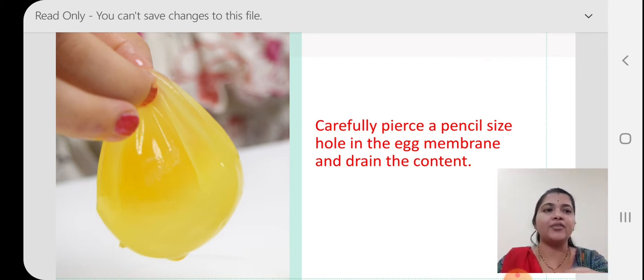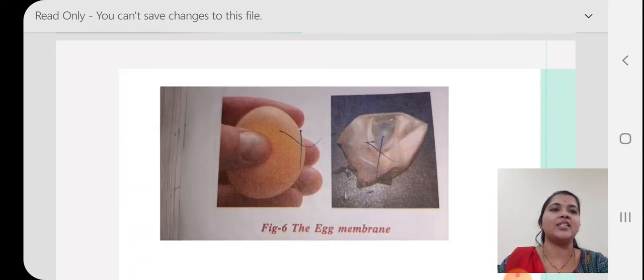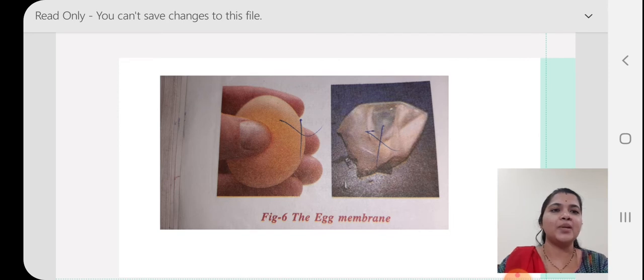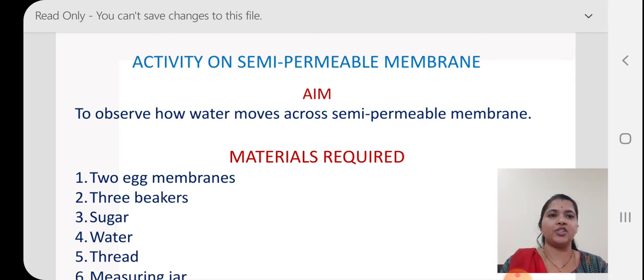You have to remove all the contents from there. So now the semi-permeable membrane is ready for you. Now let's do the activity with the semi-permeable membrane. See, out of that raw egg we have removed the content. The second one is a semi-permeable membrane. So, activity on semi-permeable membrane, children.